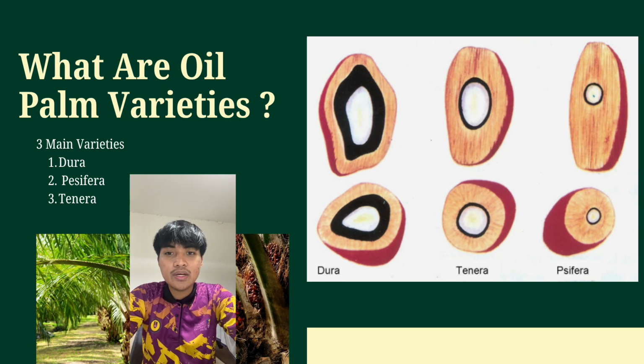Therefore, varieties with more mesocarp usually produce higher yield. Each variety has different characteristics and function in oil palm breeding and cultivation. Among these varieties, Tenera is the most commonly planted in commercial plantations because it produces the highest oil yield.